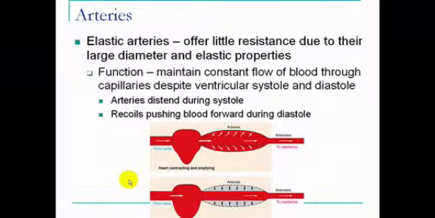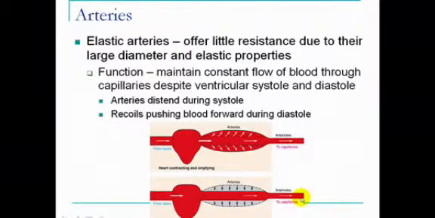Now, the first arteries that leave the heart are elastic arteries, and they offer little resistance because of their large diameter and their elastic properties. And so the aorta, which leaves the heart, when the ventricles contract, the elastic artery will expand. And that's to reduce resistance, so a lot of blood can get out of the ventricle and into the aorta. And then what will happen is it will recoil, because elastic recoils and pushes the blood forward.